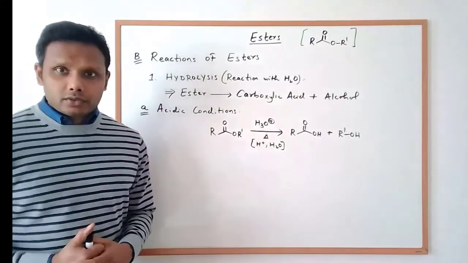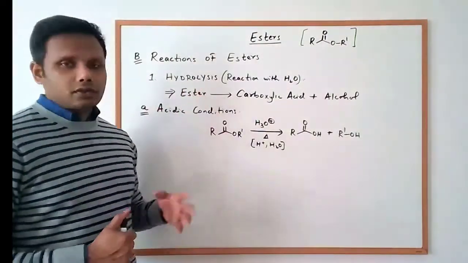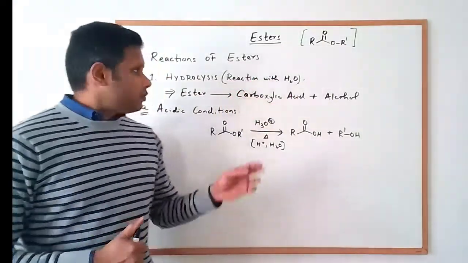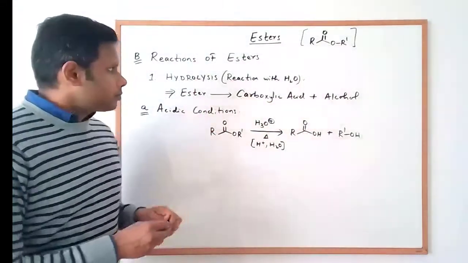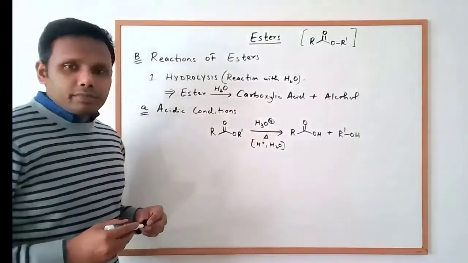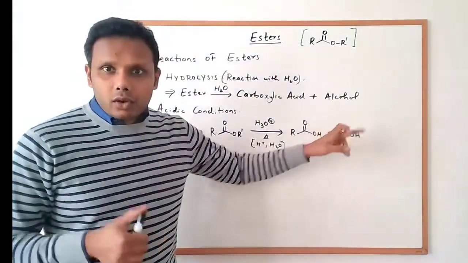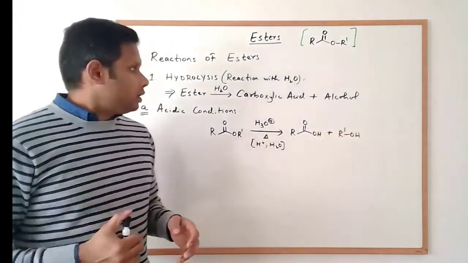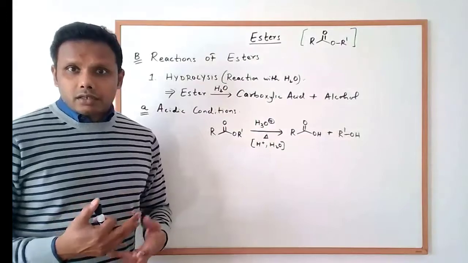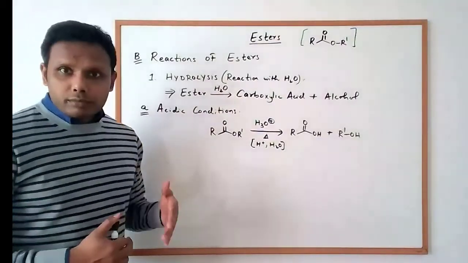Next, we are going to look at the reactions of esters. One of the first reactions of esters that we're going to talk about is the hydrolysis of esters. This is the reaction of esters with water. When an ester undergoes hydrolysis, what happens is the ester is converted to the carboxylic acid and the alcohol that constituted the ester. Now, the hydrolysis reaction can be done under different conditions. It could be either acidic or basic. We'll look at them one by one.